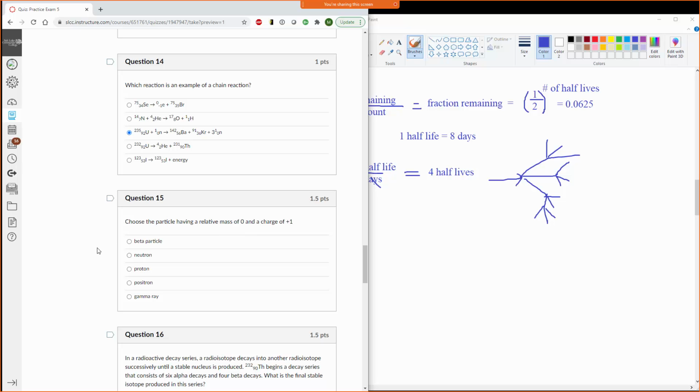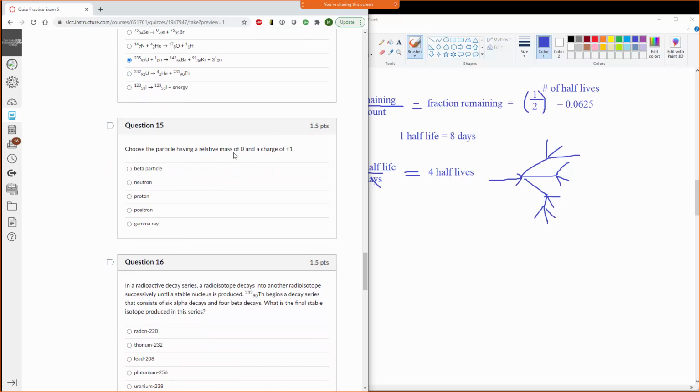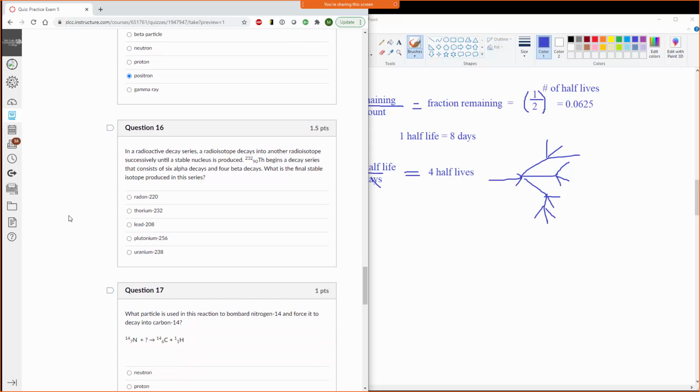Number 15. Which particle is the one which has a relative mass of 0 and a charge of +1? That is the positron. Good. If I'd said mass of 1 and a charge of +1, what would the answer be? Proton. Good. If I'd said a mass of 1 and a charge of 0, what would the answer be? Neutron. Oh, you guys are on it. Good. Good, good, good. All right.